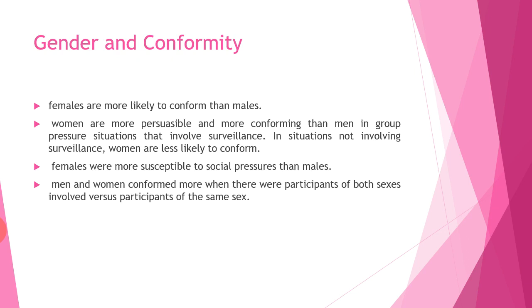Next comes how gender and conformity are connected. We know that females are more likely to conform than males. Women are more persuasible and more conforming than men in group pressure situations that involve surveillance. In situations not involving surveillance, women are less likely to conform. And females are more susceptible to social pressures than males. But if there are both sexes, men and women conform more than the participants of the same sex.